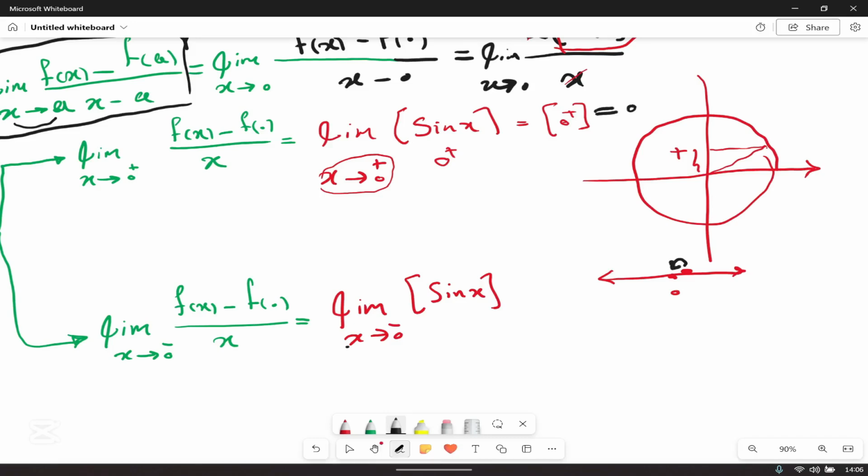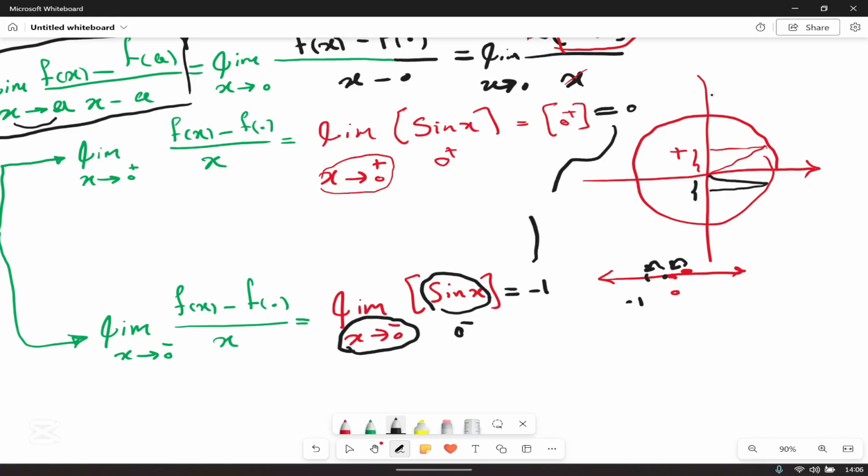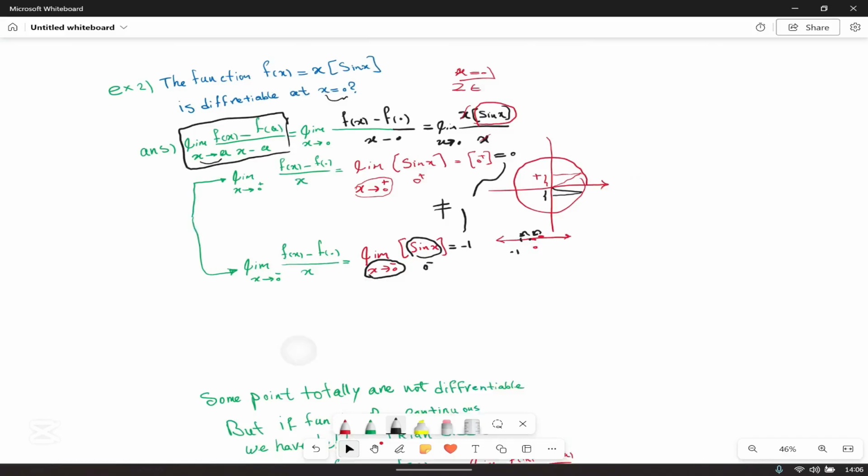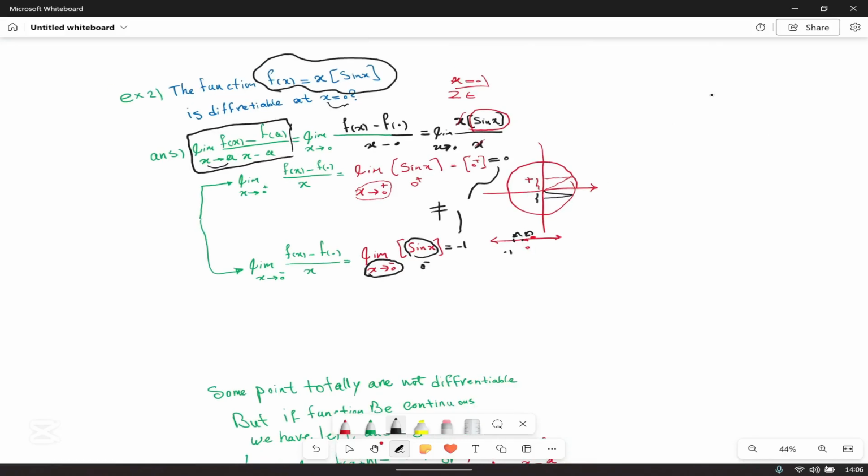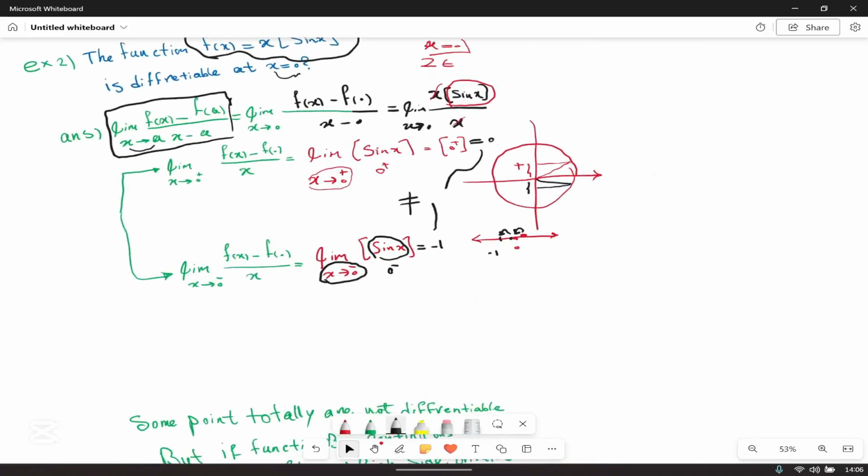But when x approaches minus 0, we are in the fourth quadrant, and therefore sine is negative. And when sine is negative, the answer is minus 0. And at minus 0, if you calculate, the bracket is minus 1, and they are not equal, and this total function is not differentiable at x equals 0.